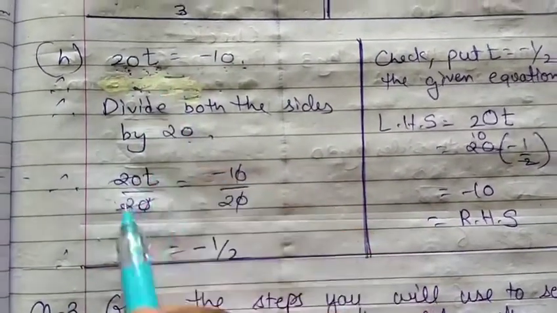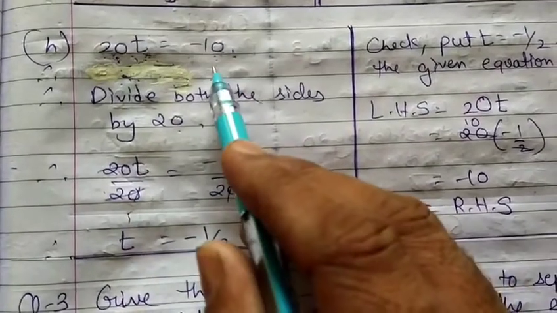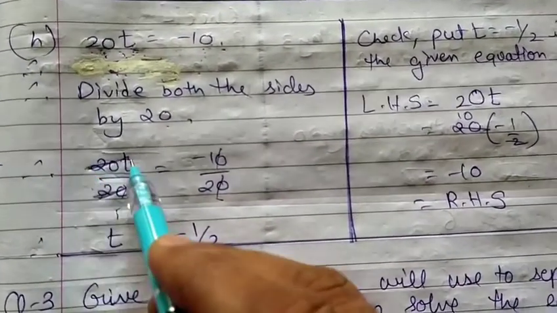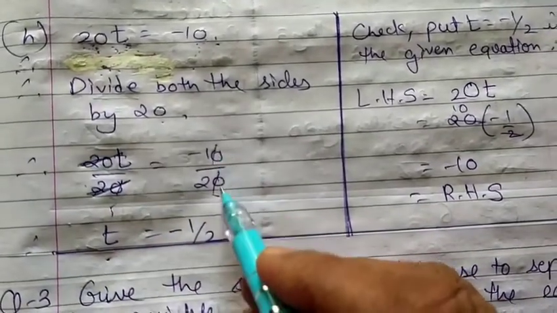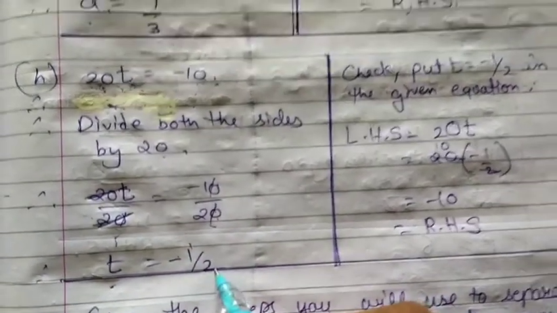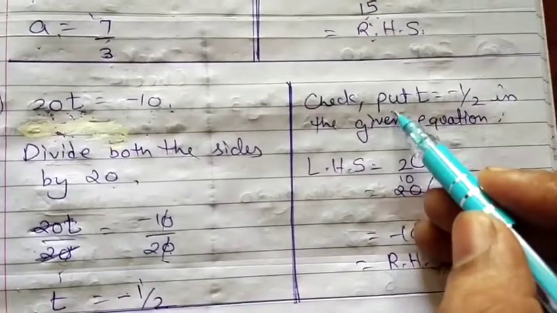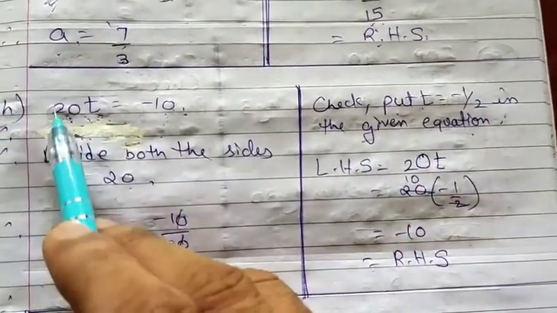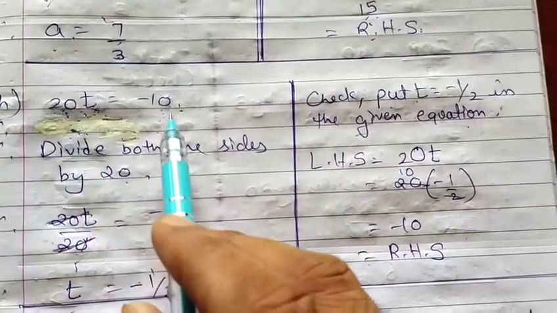Now 20 times t divided by 20, minus 10 divided by 20. 20 and 20 get cancelled. Your value of t equals negative 1 by 2. Now check whether it is correct or not. Put t equals negative 1 by 2 in the given equation. Now we have to check whether the left hand side equals the right hand side or not.